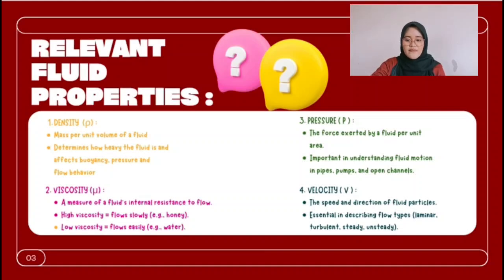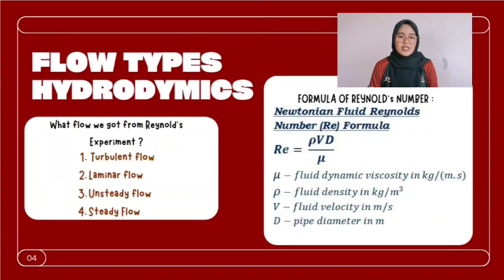And lastly, we have velocity. Velocity is the speed and direction of fluid particles. It is also essential in describing flow types such as laminar, turbulent, steady, and unsteady. Let's move to the next part, which is flow types in hydrodynamics. What flow types do we get from Reynolds experiment? We get a lot, but I will choose 4: first turbulent flow, second laminar flow, third unsteady flow, and lastly steady flow.